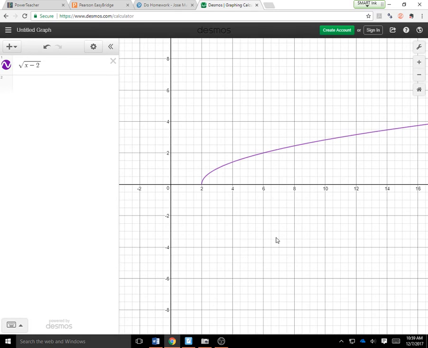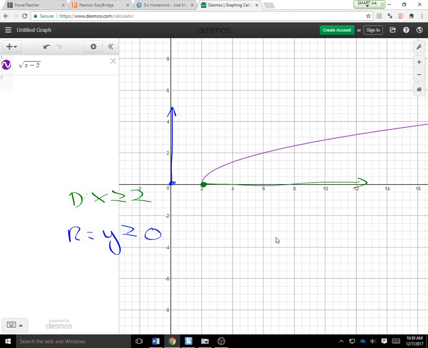So, domain and range, you ready? Here's how I do it. Go to the x. That's my smallest x. And it goes that way, doesn't it? So domain, x is greater than or equal to 2. Range. What is my smallest y? 0. And it goes up forever. So range, y is greater than or equal to 0.